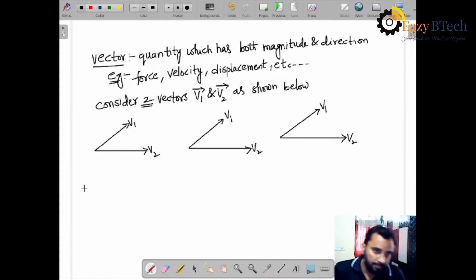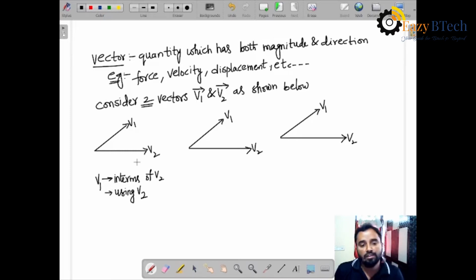So now the point is V1 in terms of V2. We are going to write the V1 vector in terms of V2, or we can say approximation of V1 using V2. So how to do that, V1 in terms of V2? This is the way. I am drawing a dotted line from the end of V1 to V2.